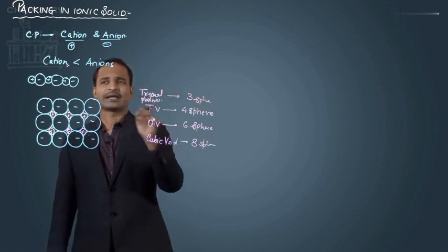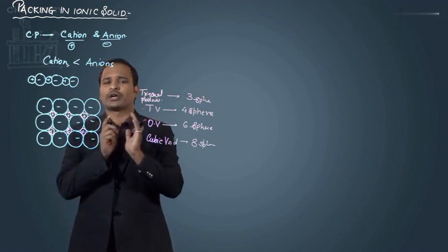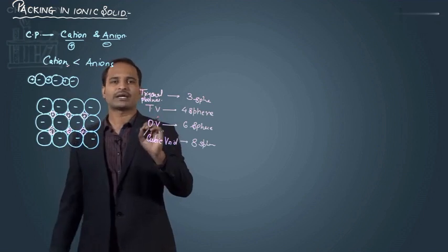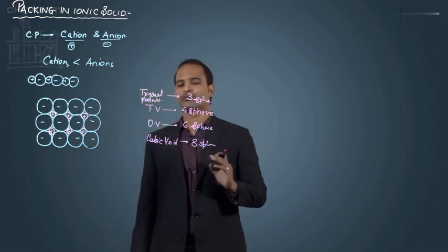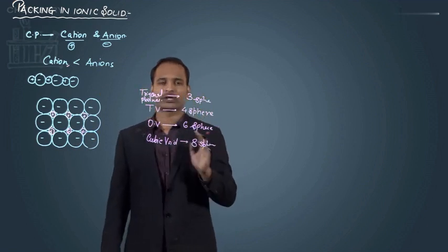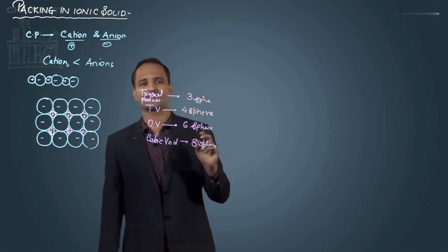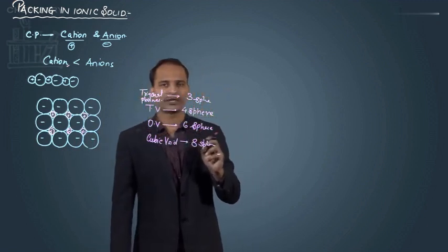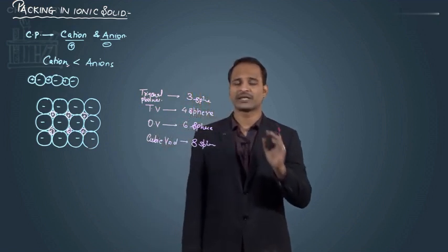Now the cations occupy the void which is formed during the packing of the ionic solid. Which type of void will the cation occupy: trigonal planar, tetrahedral, octahedral, or cubic void? It totally depends upon the size of the cation. If the cation is smaller in size, it will occupy a small void. If the cation is bigger in size, it will occupy a void which is bigger in size.